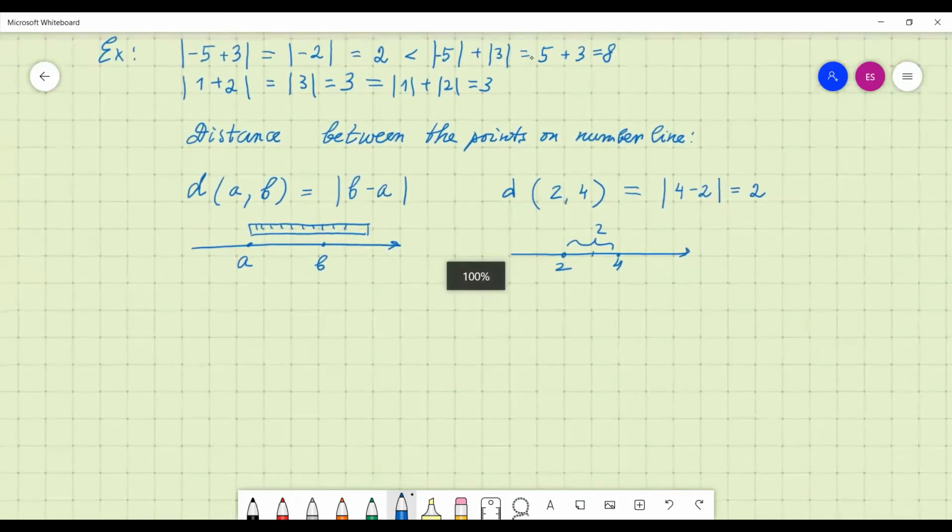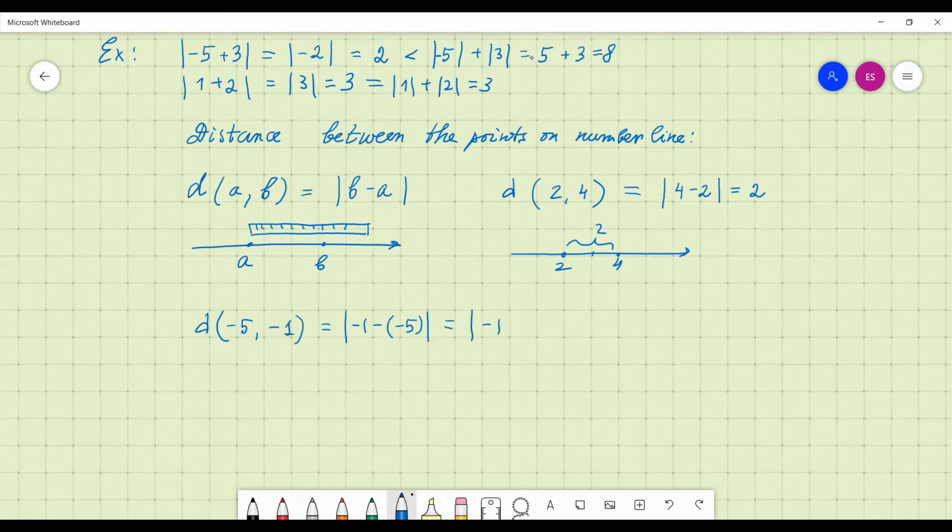Now, another distance. The distance between minus 5 and minus 1. According to the absolute value formula, it's minus 1 minus minus 5, right? Let's do the addition first. So minus 1, the minus and minus cancel, and plus 5. 5 minus 1 is 4. So the absolute value of 4 is going to give us 4. Now let's draw the picture just to make sure that everything is correct. That's minus 5, minus 4, minus 3, minus 2, minus 1, right? We need to measure this distance. Well, we have exactly 4 squares, so the formula works.